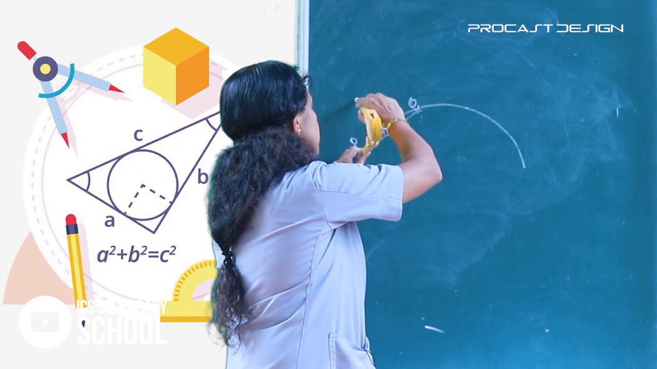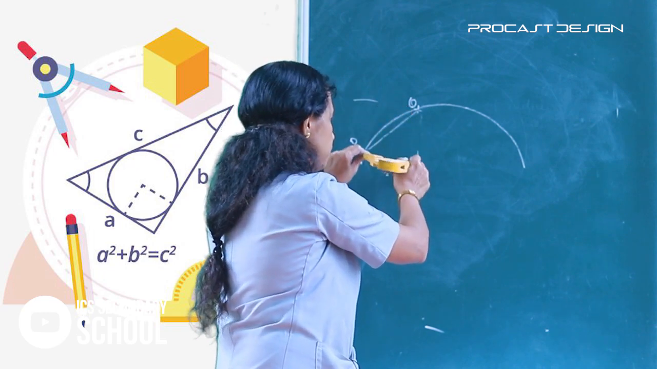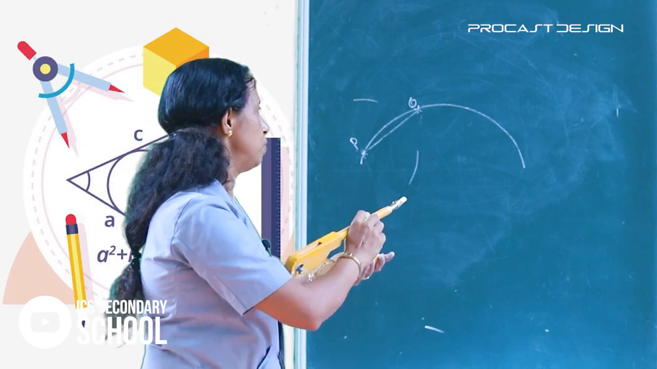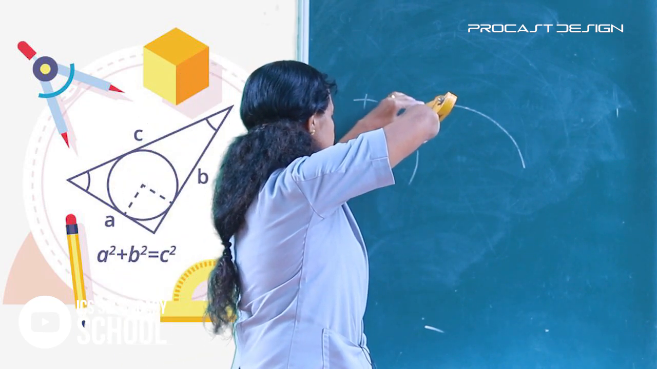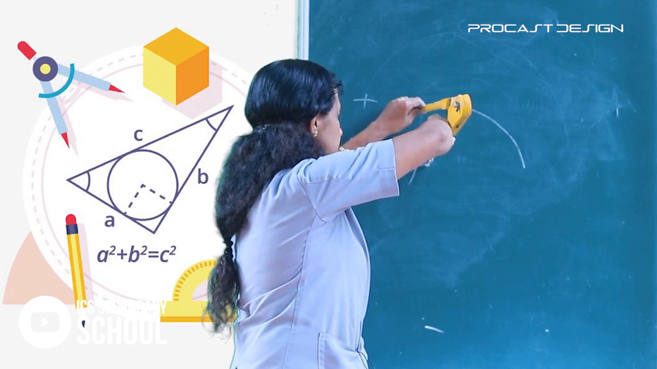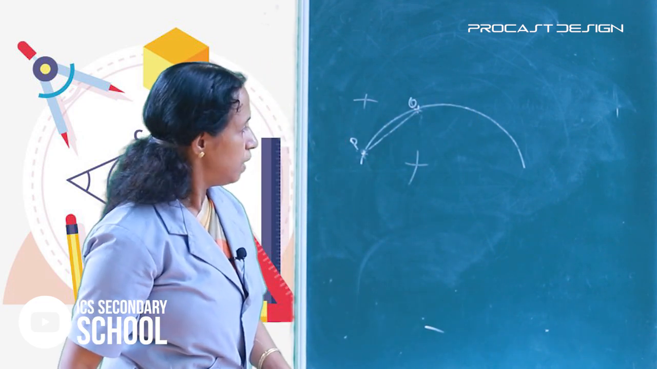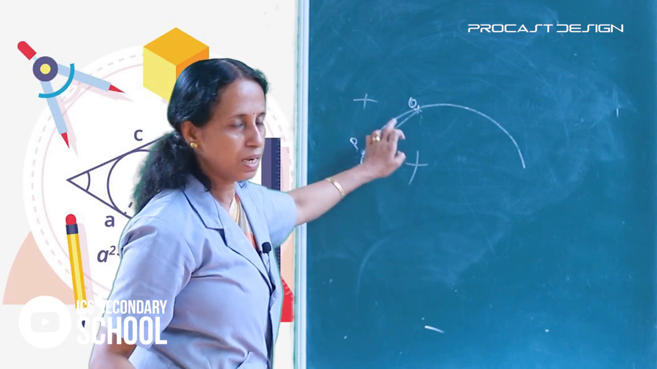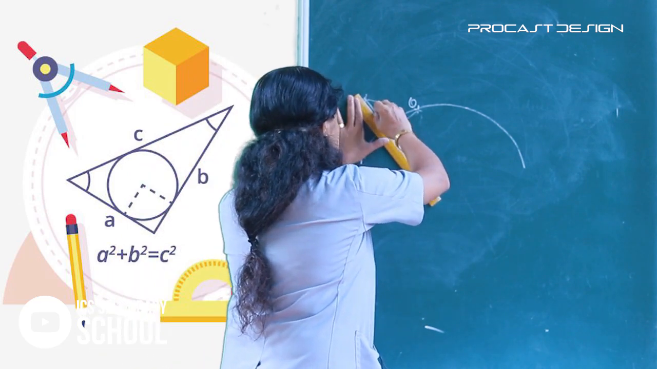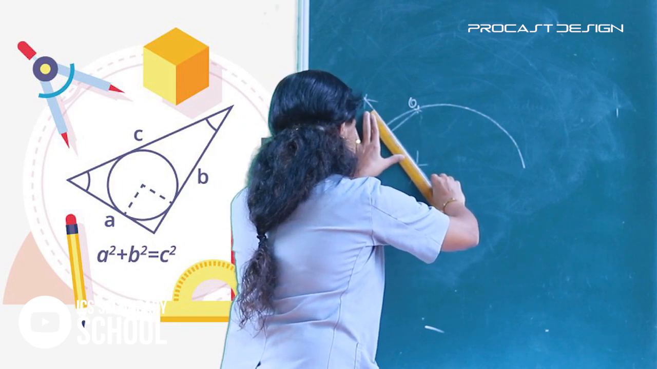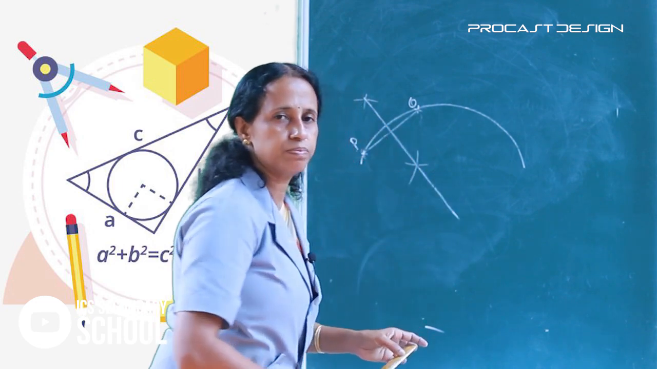Using a compass, draw the perpendicular bisector of the chord. Connect these 2 points and extend it.